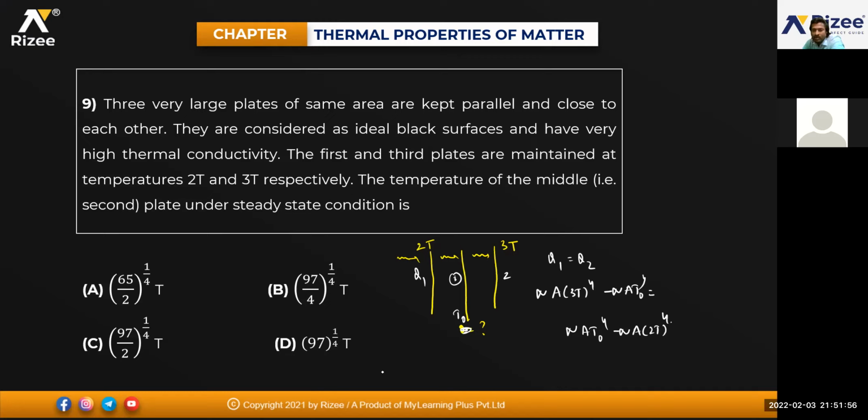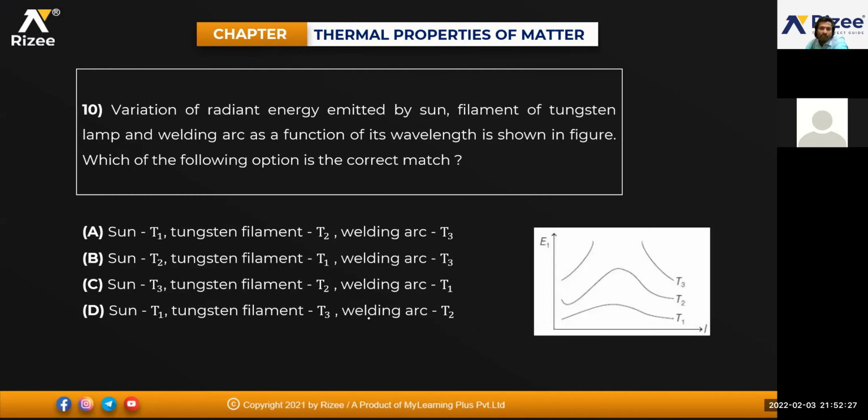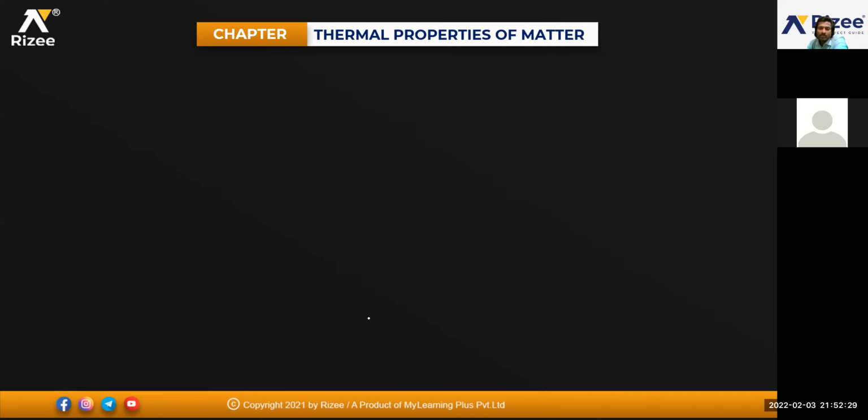So it is sigma A T to the power of 4 into 3 to the power of 4, minus sigma A into T naught to the power of 4, is equal to sigma into A into T naught to the power of 4 minus sigma A into T to the power of 4 into 2 to the power of 4. All the T naught terms on one side and the remaining terms on the other side. So I can write this one as sigma A T to the power of 4, not having the space to do it out.